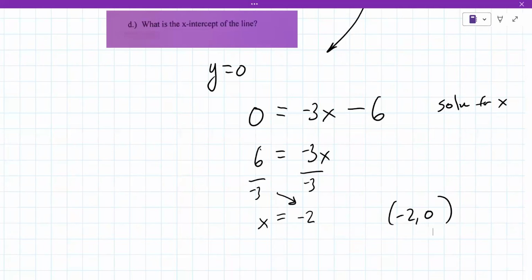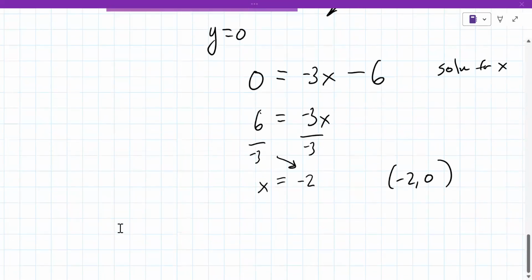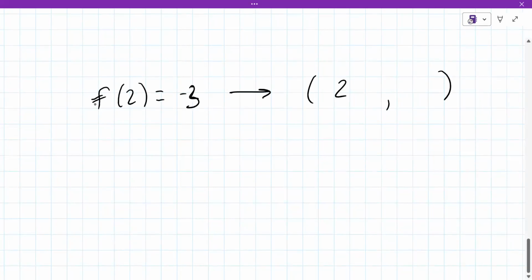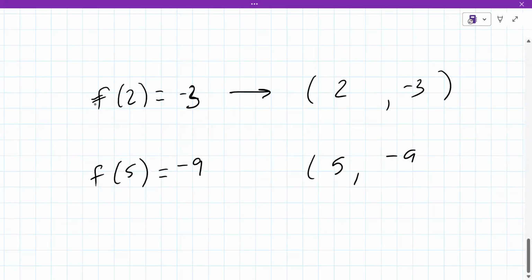All right, so we should redo each of these parts, but with some different numbers. Is that okay? Yeah, those are good. All right, so let's say f of 2 equals -3. What's the ordered pair that this goes with? 2, -3, good. Now let's say it's f of 5 equals -9. Same thing, 5 and -9. Okay.